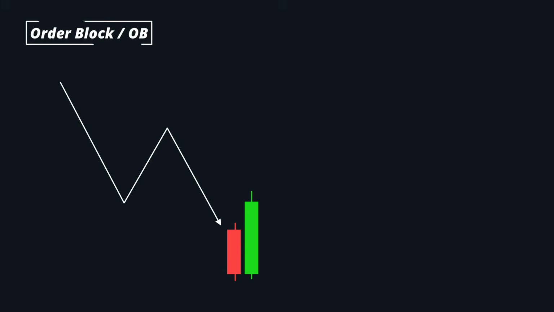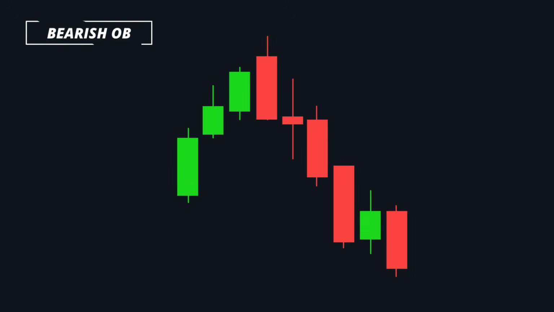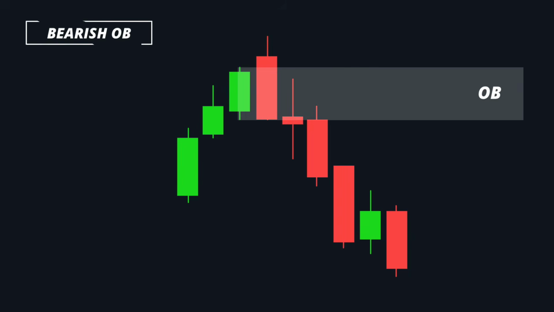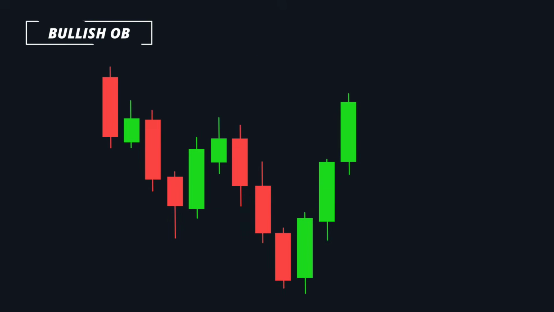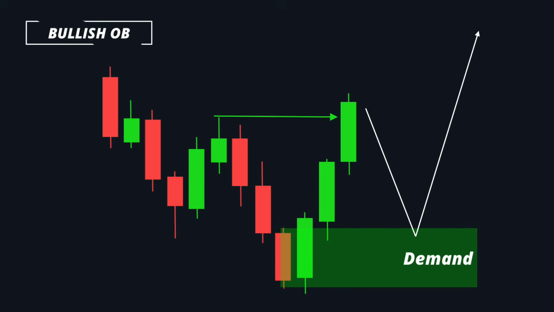Finally, the order block, or OB, is the last opposite candle before a strong move that breaks structure. For example, in a bearish move, it's the last bullish candle before the drop that breaks a previous low. In a bullish move, it's the last bearish candle before the rally that breaks a prior high. Order blocks are considered footprints of institutional orders, and they often act as supply and demand zones when price revisits them.